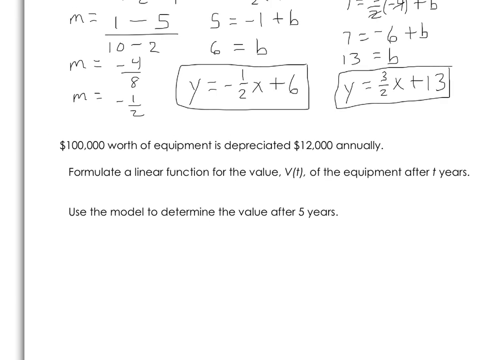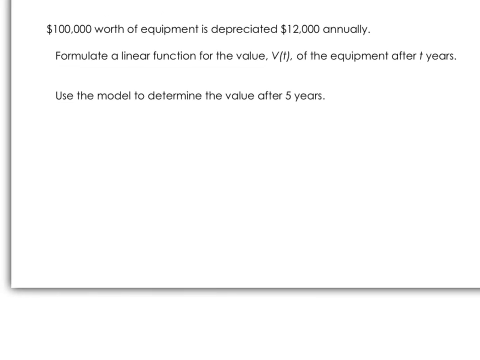So now let's look at this application problem. We have $100,000 worth of equipment. It's depreciated $12,000 annually. What does depreciated mean? It means it decreases in value. In this case, it decreases in value by the set amount of $12,000 annually. So formulate a linear equation for the value V of t of the equipment after t years.